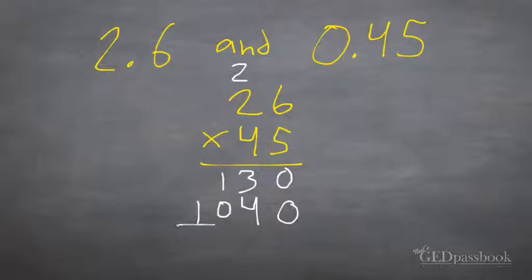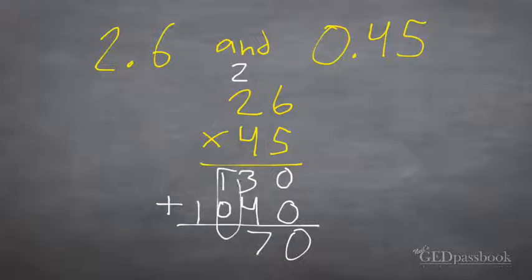Ten. You add them up, what do we get? 0 plus 0, 0. 3 plus 4, 1 plus 0, and 1 plus 0. So 26 times 45 is 1,170, right?